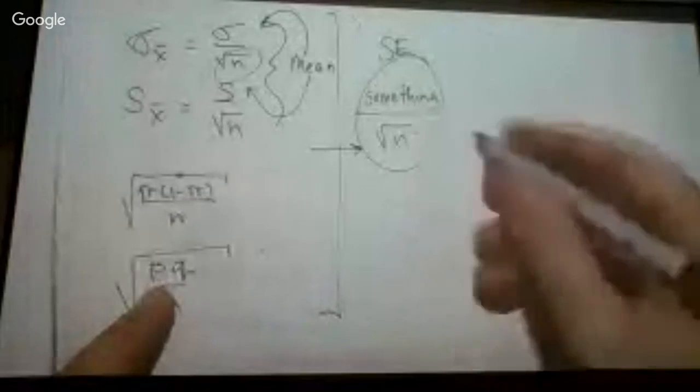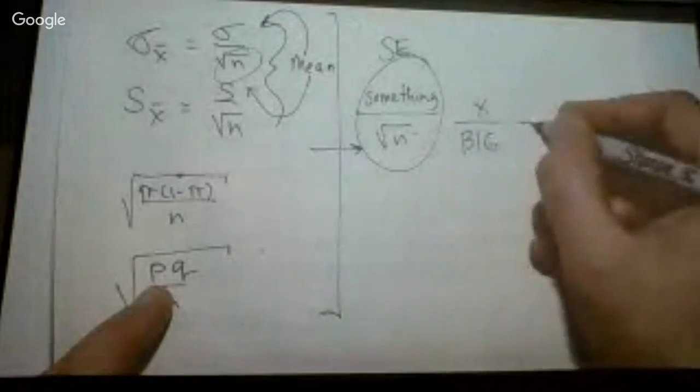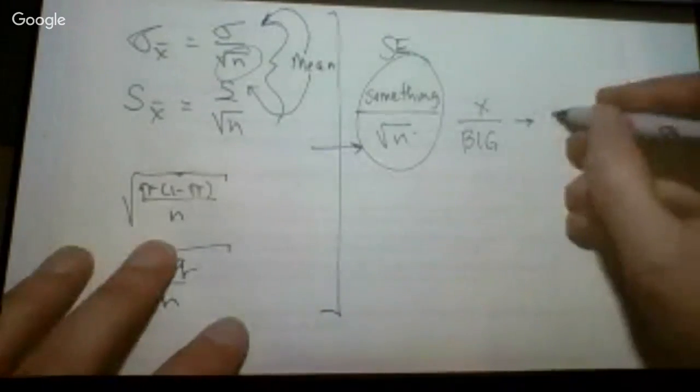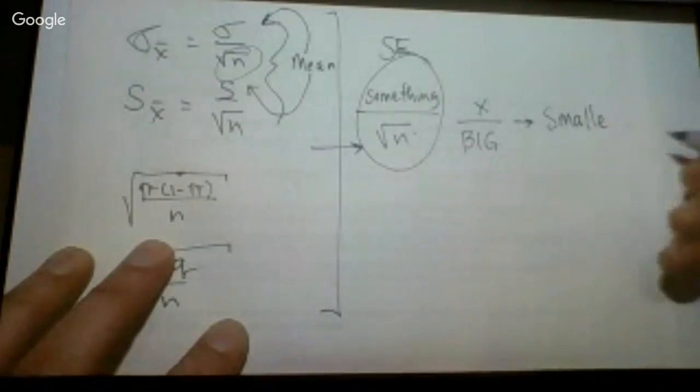Now what we said for question 1 is what happens to the standard error if the sample size is increased. This whole thing is the standard error. If n gets bigger, what happens to that fraction? If you have a big denominator, what happens to the fraction? Bigger? It's going to decrease. Yeah, it's going to decrease. It's going to get smaller.